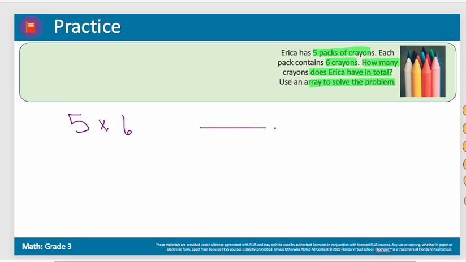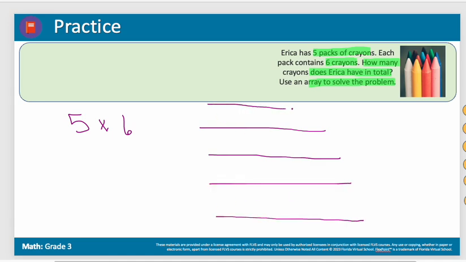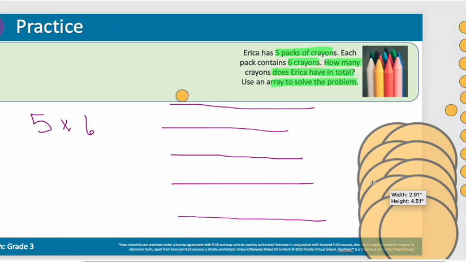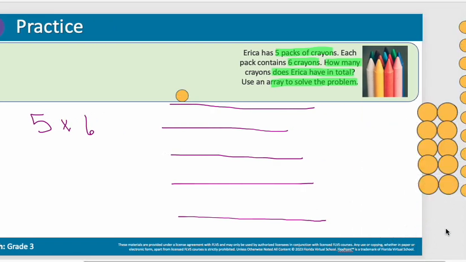So there's going to be 1, 2, 3, 4, 5. Okay, and then how many in each one? 6. So I'm going to go ahead and kind of pull these over. I have some little math items right here. Okay, whoa, didn't mean to do that. Here we go.